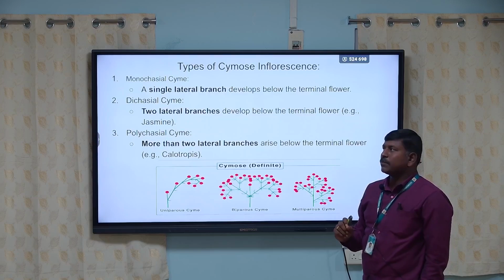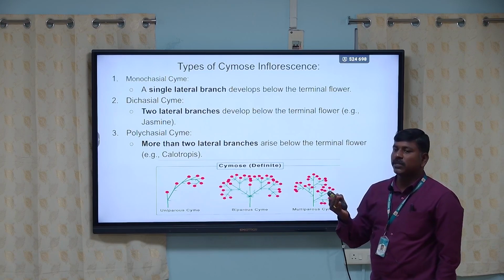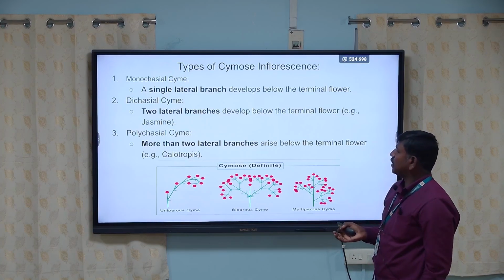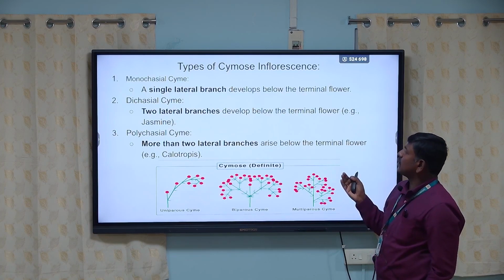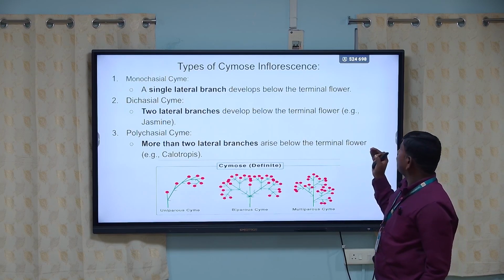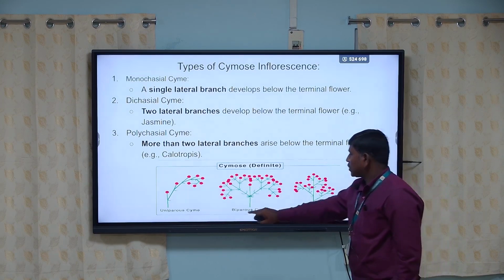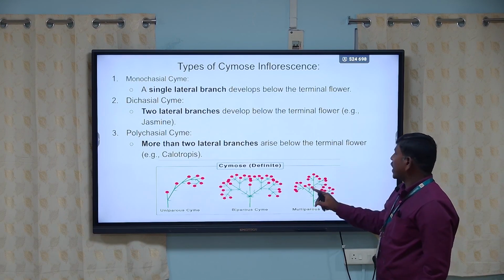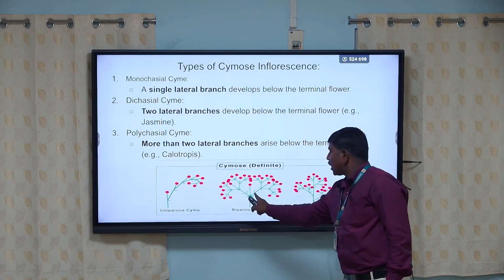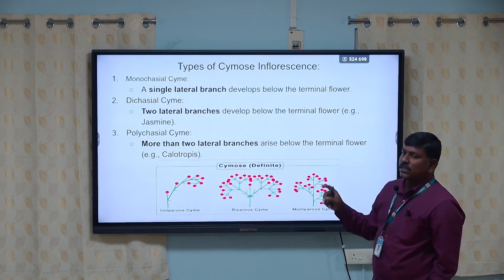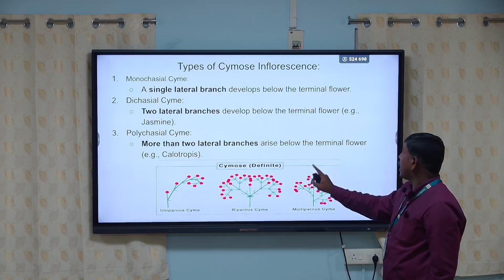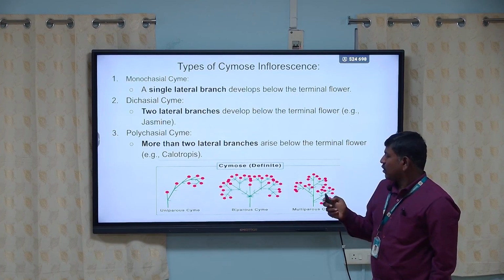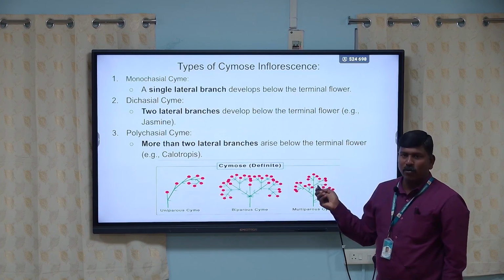Another one is the types of cymose inflorescence. There are three major types: monochasial, dichasial, and polychasial. Monochasial means a single lateral branch develops below the terminal flower. I will show the picture here. The first one is the dichasial cyme, where two lateral branches arise. Polychasial cyme has more than two lateral branches, 1, 2, 3, 4, 5 like that. So there are three important cymose types of inflorescences here.